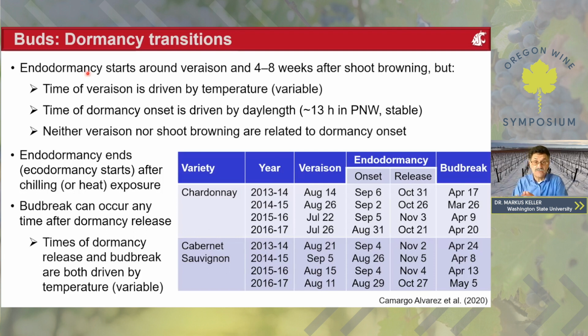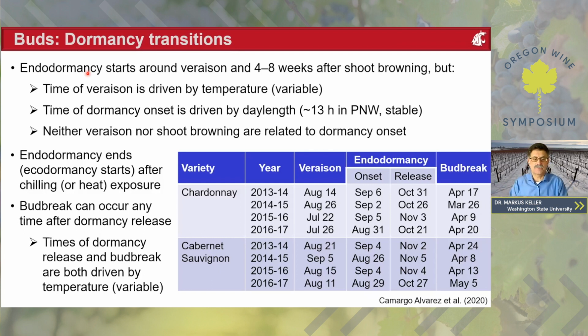But that can be 4 to 8 weeks after shoot browning, after the browning of the shoot that I've told you previously about. So I used to think that a brown bud is a dormant bud, that a green bud is a paradormant bud or a bud that can grow out at any time. And a brown bud is an endodormant bud or ecodormant bud. It cannot grow out until it has accumulated chilling.